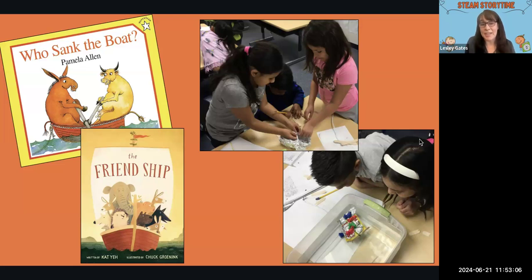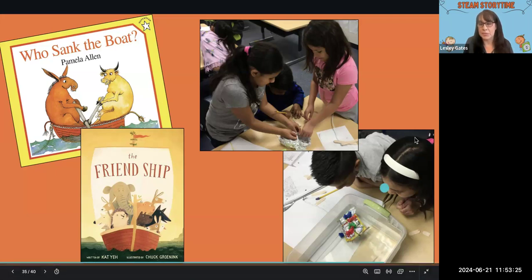But the engineering challenge tied to this is you have to build a boat that can hold your friends. And teachers use a variety of materials. They can be super flexible with whatever you have around. And then, of course, they test their boats.